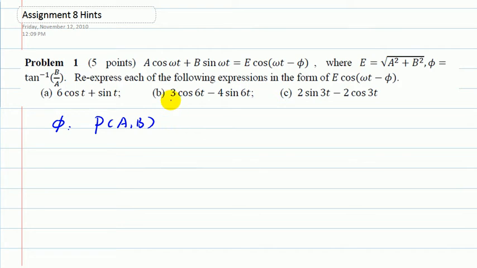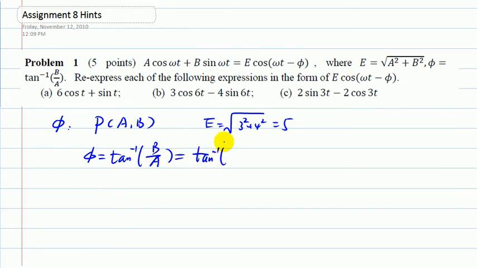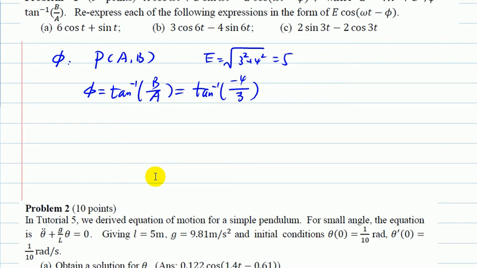For the phi angle, the actual location of this point P, described by coordinates A and B, determines the actual phi angle. For example, part B: E is fairly simple, 3 squared plus 4 squared, which is 5. So what about the phi angle? Phi is tan inverse of B over A, so B here is -4 and A here is 3. If you simply calculate this, I think you will probably make some mistake. So you need to look at the actual location of A and B.